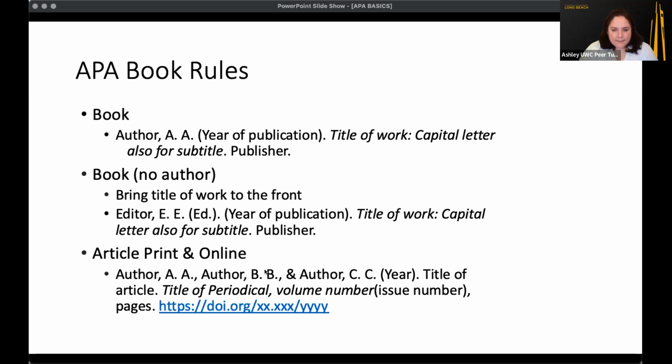Article, print, or online. Say you're going to quote something from the New Yorker or the New York Times, a statistic of some sort. Then you want to use the author's last name, the year, the title of the article, the title of the periodical, like the New York Times or the New Yorker, volume number and issue number if you have that information, and pages if there are any. If not, if it's just online, just write the URL or the DOI.